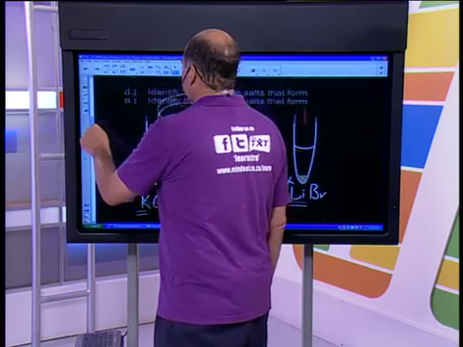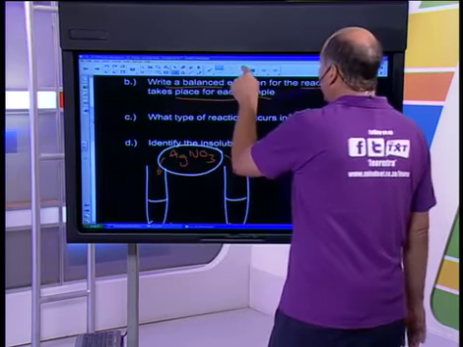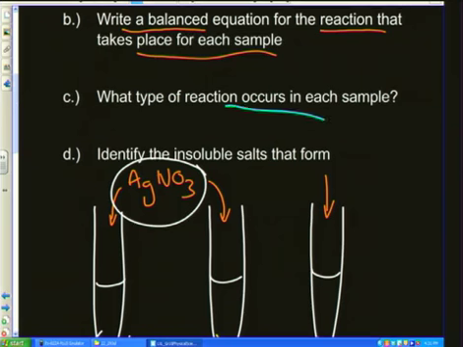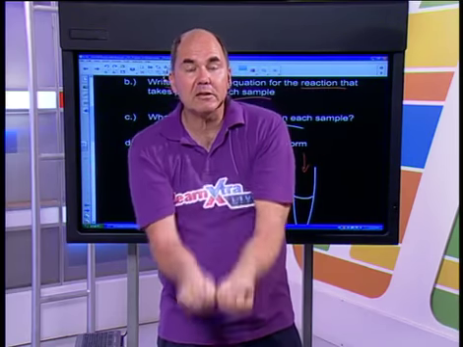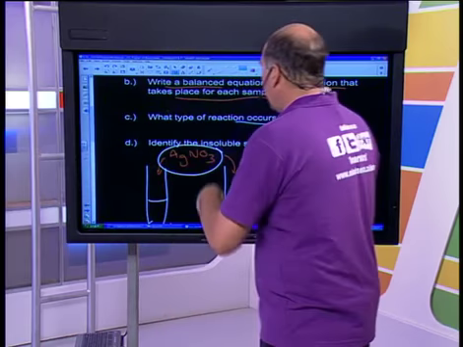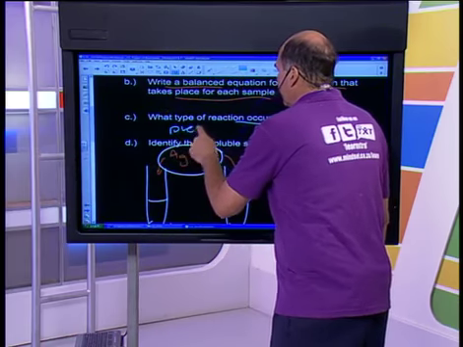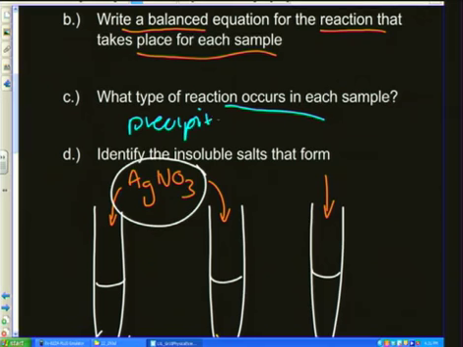Next question. Let's go. What type of reaction occurs in each? Well, this isn't that difficult, guys. Think about it for a minute. What have we done? We've taken two aqueous solutions, added together, and we've got something falling to the bottom. We call that a precipitation reaction. If you had said ion exchange, you would also not be wrong. So precipitation, ion exchange. Precipitation is the more obvious one.